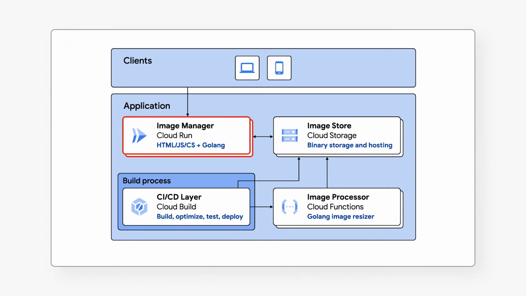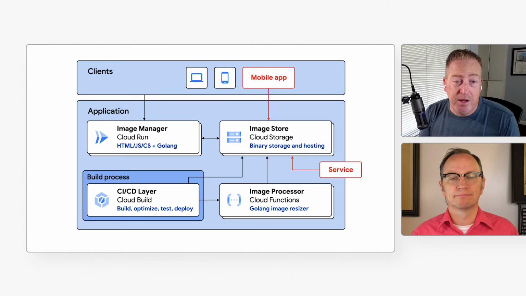Well, files can be uploaded in many ways, more than just through this app. Maybe there's a mobile app, or maybe another microservice that uploads files to the bucket, or maybe someone puts files directly in the bucket. Maybe there's a batch process somewhere else that someone is uploading lots of images at once.